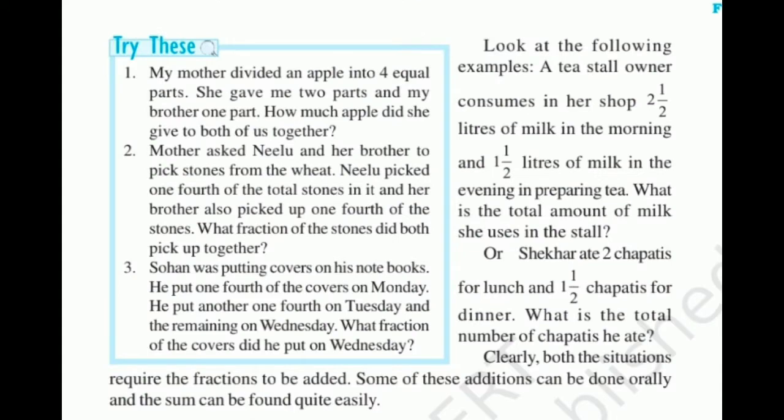Look at the following examples. A tea stall owner consumes in her shop 2.5 liters of milk in the morning and 1.5 liters of milk in the evening in preparing tea. What is the total amount of milk she uses in the stall? Or, Shekhar ate 2 chapatis for lunch and 1.5 chapatis for dinner. What is the total number of chapatis he ate? Clearly, both the situations require the fractions to be added.